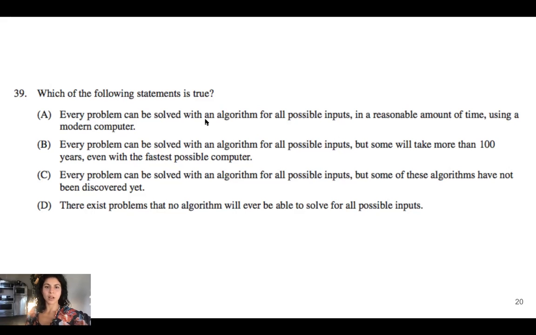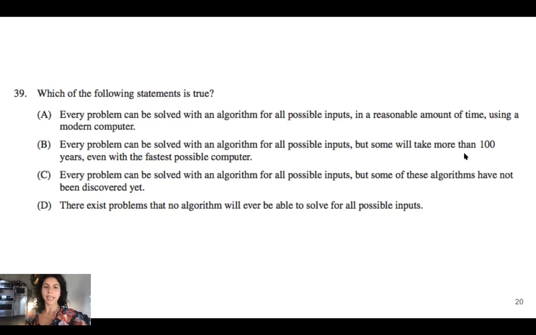Every problem can be solved with an algorithm for all possible inputs. Right there, every problem can be solved with an algorithm. Wrong. We know of an example of a problem called the halting problem. We started class with that. That's the same reason B is wrong. Every problem can be solved. Again, there are problems in computer science. The halting problem is just one of them that is literally not solvable.